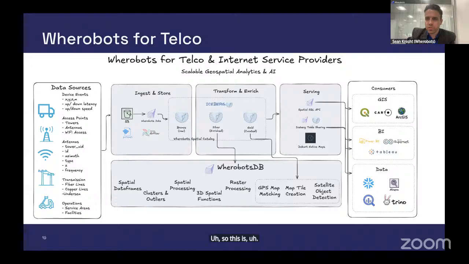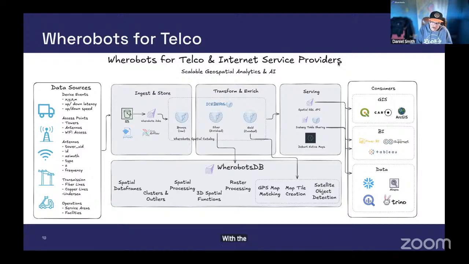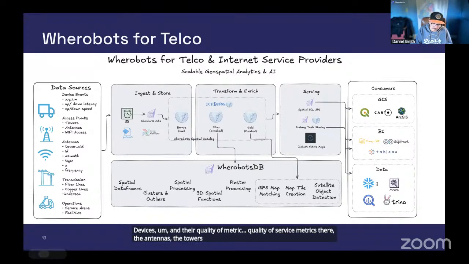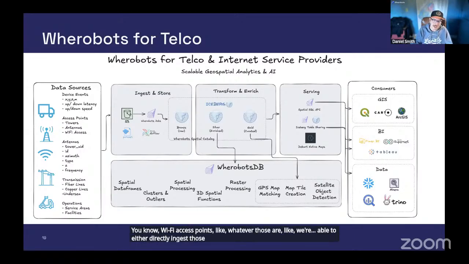So this is actually Daniel, do you want to talk through this? Because I know this one's one of your creations. Yeah, definitely. So for this, we're really just trying to highlight how well telco use cases blend with the Wherobots platform. Wherobots is able to consume all of the common data formats, whether this data represents devices and their quality of service metrics, the antennas, the towers, how the antennas and the towers relate to each other, Wi-Fi access points, whatever those are. We're able to either directly ingest those from outputs from databases, consuming CSV files, GeoJSONs, shapefiles, or lots of other geospatial formats, or even connecting to your existing data stores. We're able to directly integrate with Unity Catalog. We can directly integrate with your S3 buckets and have those as a first class storage layer within our platform.